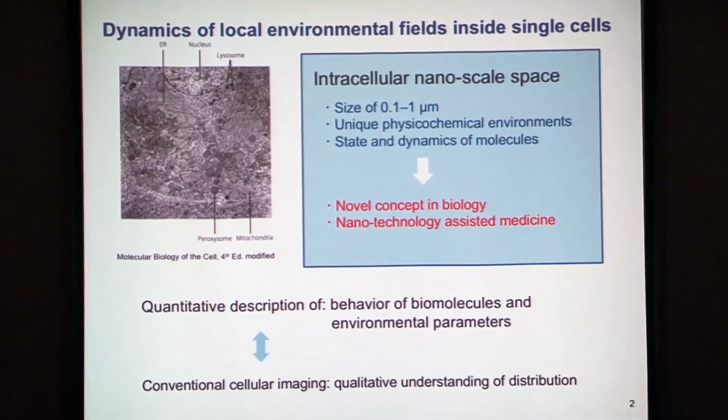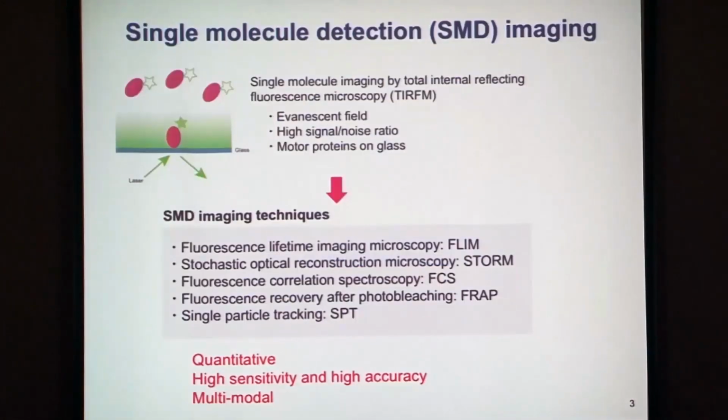Of course, we require a quantitative description of the behavior of molecules in this environment and also the environmental parameters themselves. On the other hand, conventional cellular imaging is highly limited to only a qualitative understanding of the distribution of specific molecules. To tackle this issue, we use single molecule detection imaging. I will refer to it as SMD imaging.